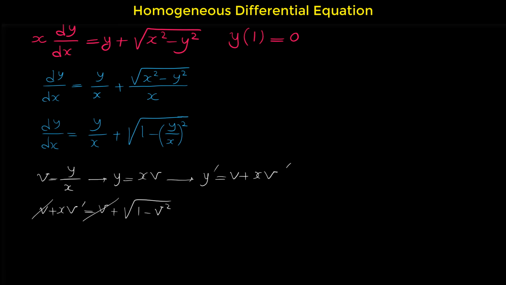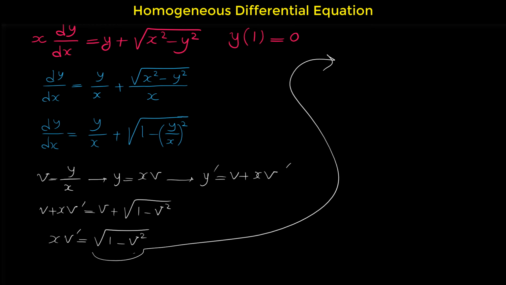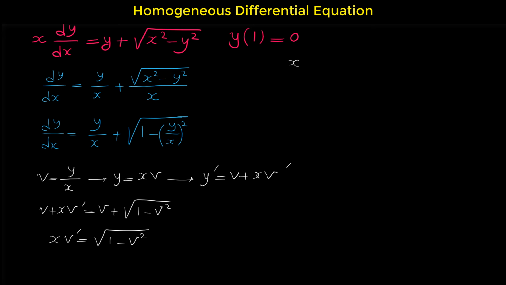Now this v and this v cancel from two sides of the equation, so we get xv prime equals square root of 1 minus v squared. Let me write the equation here. x dv over dx equals square root of 1 minus v squared. Now if we bring this to the denominator of dv, and if we bring dx up as usual and x down, we can separate x and v. So we have dv over square root of 1 minus v squared equals dx over x.